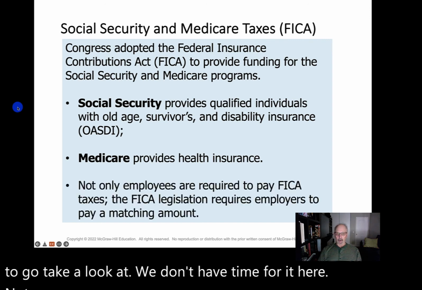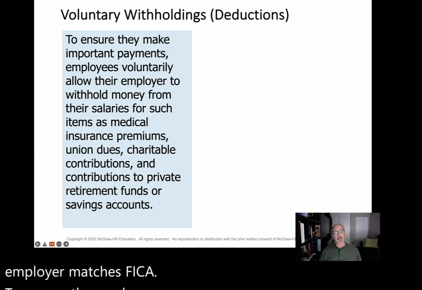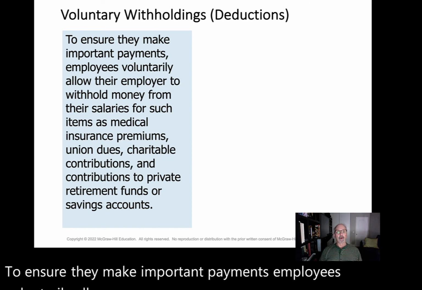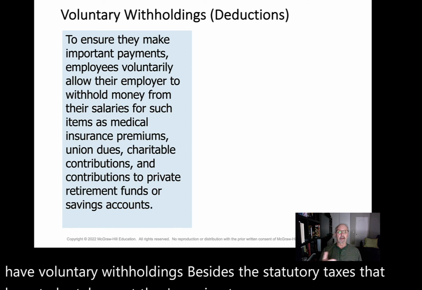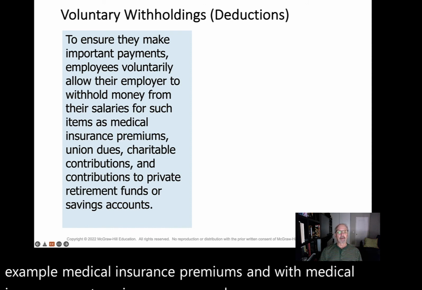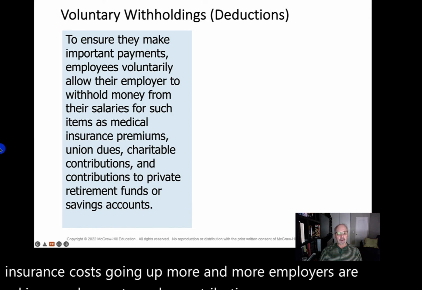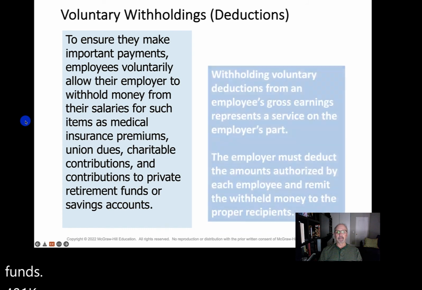Not only are employees required to pay FICA taxes, the employer matches FICA. To ensure they make important payments, employees voluntarily allow their employer to withhold money. Now we have voluntary withholdings. Besides the statutory taxes that have to be taken out, there are going to be voluntary things. For example, medical insurance premiums. And with medical insurance costs going up, more and more employers are asking employees to make contributions to that. Union dues, charitable contributions, and contributions to retirement funds like 401k plans.